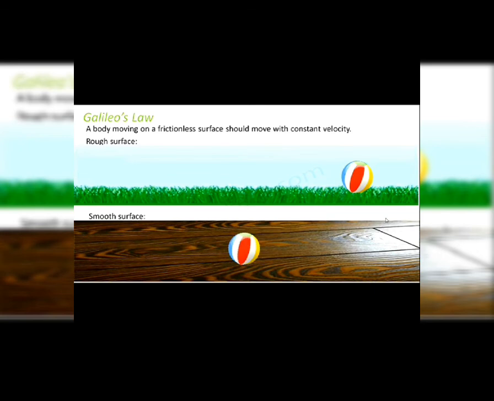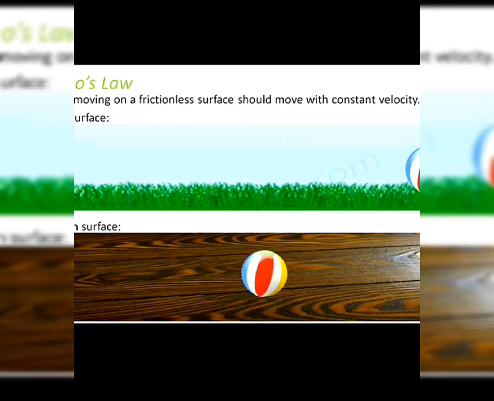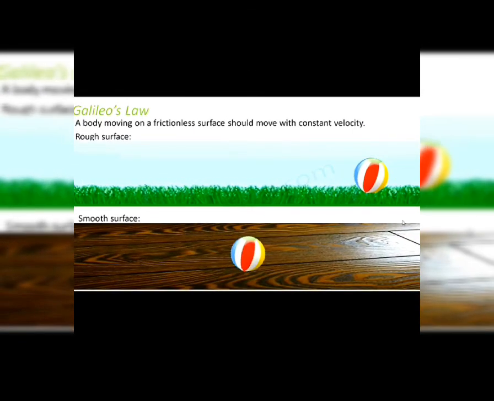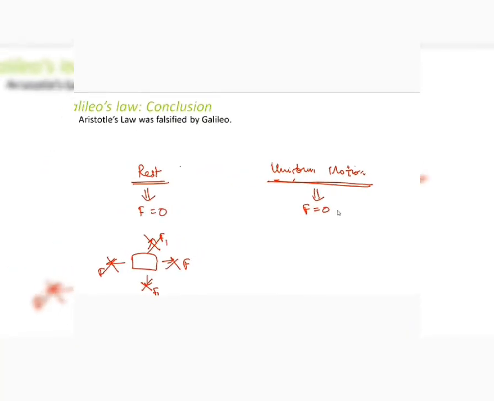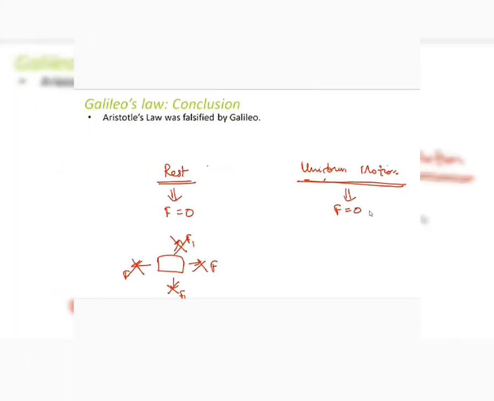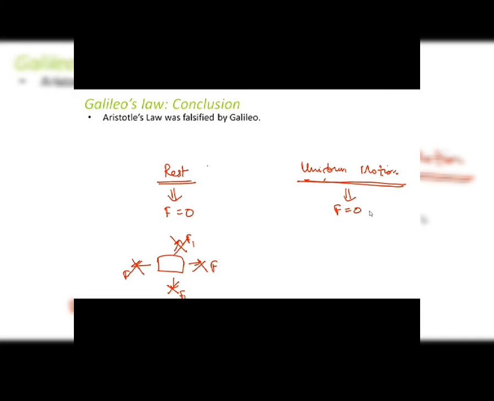Let's look at this example. We have a rough surface here, and on a rough surface, how does a ball move? It experiences ups and downs. That is because it is experiencing the frictional force, which is at every moment trying to oppose its motion. Whereas in the case of an extremely smooth surface, the body just moves with a constant velocity. Now, what was the conclusion of Galileo's idea? Here Aristotle's law was falsified by Galileo.